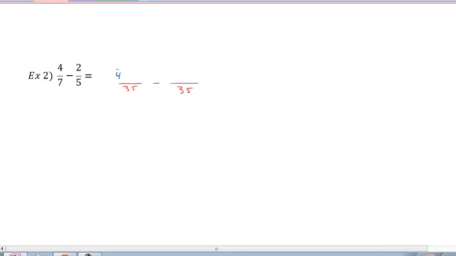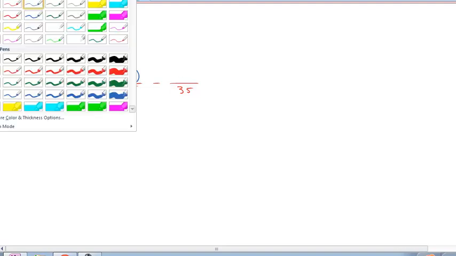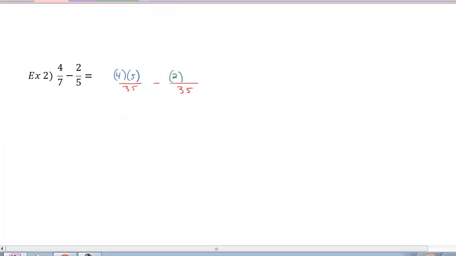Now on top, it's the original 4 that I had times 5, because I had to multiply 7 by 5 in the first fraction to get 35. And for the second one, it's 2 times 7, because that's what I had to multiply on the bottom to get to 35. And the result is that I have 20 over 35 minus 14 over 35, which ends up being 6 over 35. So we have an answer of 6 over 35 for the second problem. So that default common denominator is always going to be one common denominator, not the least, but one is always the product of the denominators we start with.